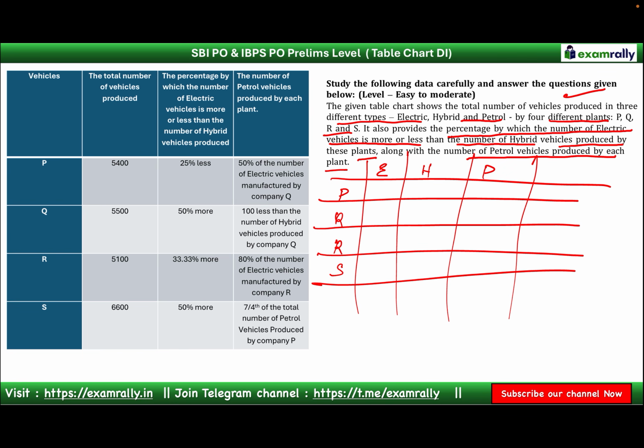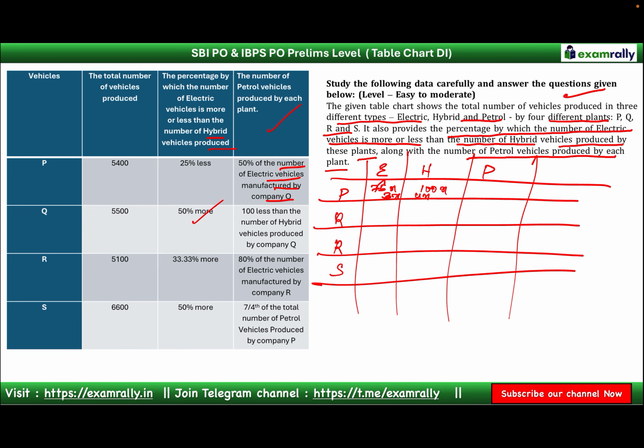See here in the first point, what they said: the number of electric vehicles is more than that of hybrid. Suppose I'm taking hybrid for plant P as 100x, then 25% less will be equal to what? 75x. So this will be in the ratio 3:4, 3x:4x. Got it. See here what they said: 50% of the number of electric vehicles manufactured by Q is the petrol vehicles. So it is mandatory for us to find out the value for Q.